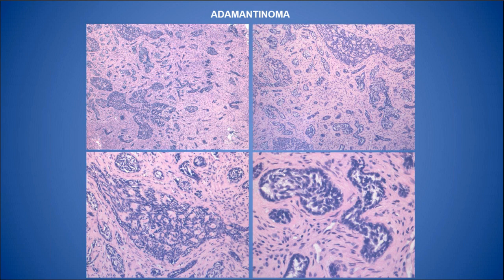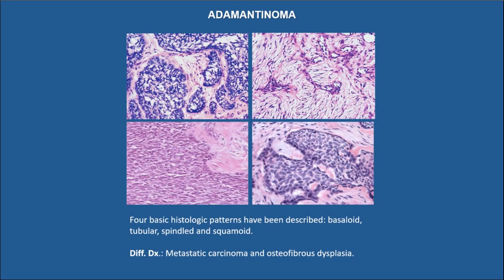There's a tendency to have nests that have a basaloid appearance. There are darker cells surrounding the big nest. And sometimes all you see is just small clusters and tubules. There are basically four patterns described. There's one basaloid, spindle type, and also squamoid or squamous appearance, and tubular as well.